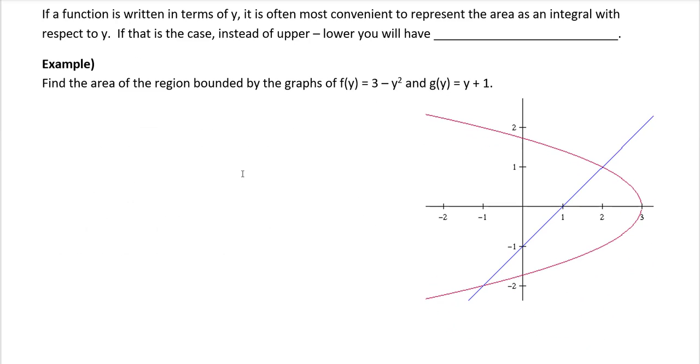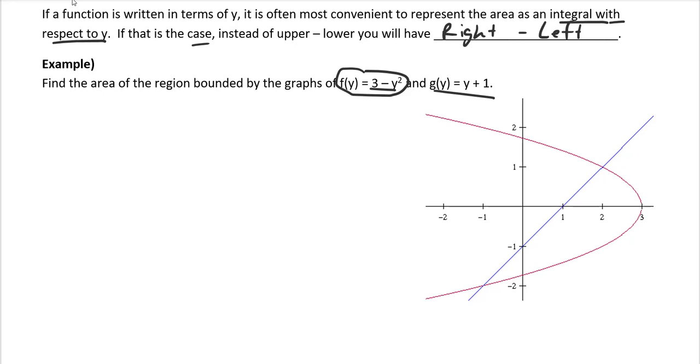If a function is written in terms of y, it's most often more convenient to represent the area as an integral with respect to y. If that's the case, instead of upper minus lower, you are going to have right minus left. So f of y, instead of it being f of x equals something, it's f of y equals 3 minus y squared. And then this is y plus 1.